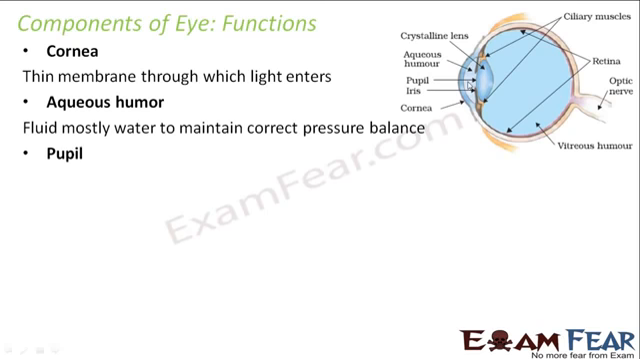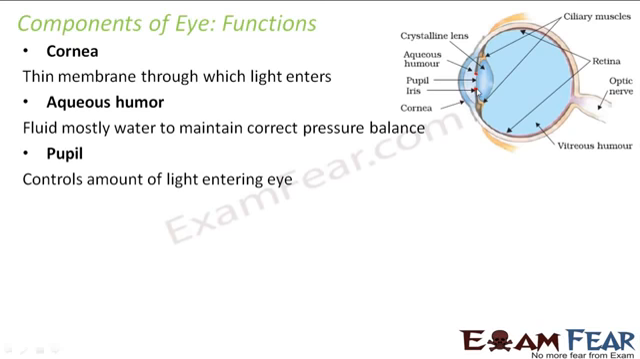Next is the pupil. What is pupil? Pupil controls the amount of light entering the eye. So if you see in this figure very clearly, pupil you can imagine like a door, right? For example, how is the door constructed in your house? Door is nothing but an opening in the wall through which people can come in and go out. Similarly, this pupil is also an opening through which light can enter inside the eye. Now, this pupil will control the amount of light entering the eye.